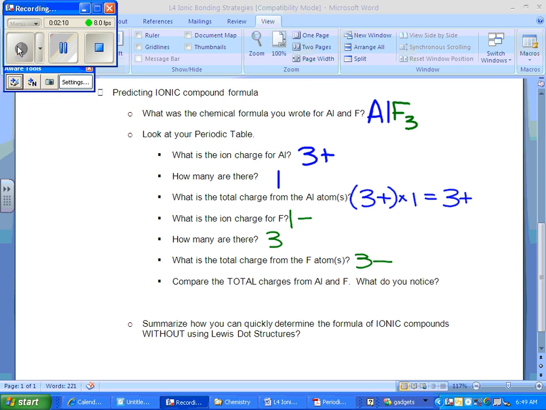Hopefully you were able to finish up the questions, all of the questions. The ion charge for aluminum, it's 3+. There's only 1. So the total positive charge we have is 3+. Fluorine, on the other hand, has a 1- charge when it's an ion. Remember, it gains that 1 electron. How many are there? There's 3. So the total charge from the fluorine atoms is a 3-.